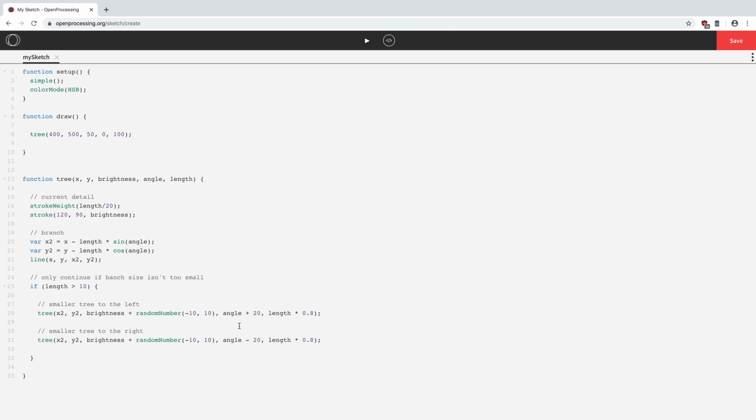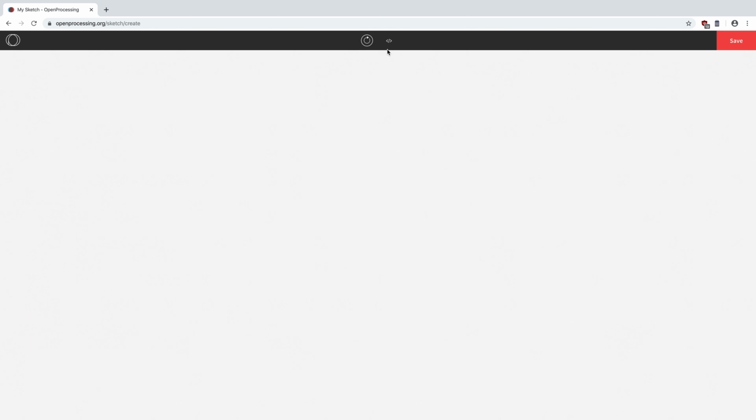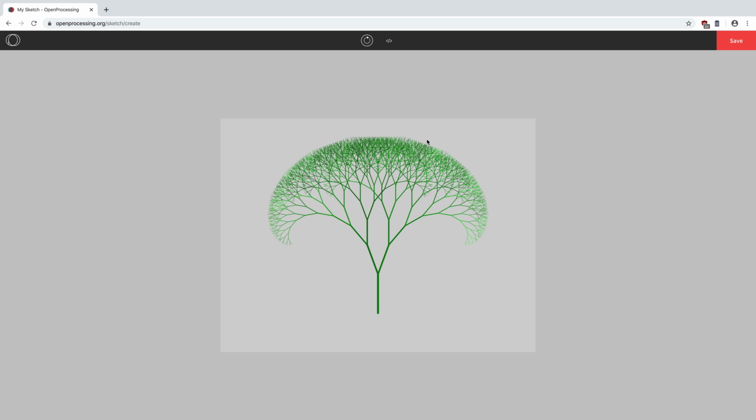Did you understand what I did wrong there? My tree function is position xy, brightness, angle, length, and I got them the wrong way around. Instead of brightness I had angle there, so I just needed to get them in the right order. So it's brightness, angle and length. Let's try that again. There, much better, much better.